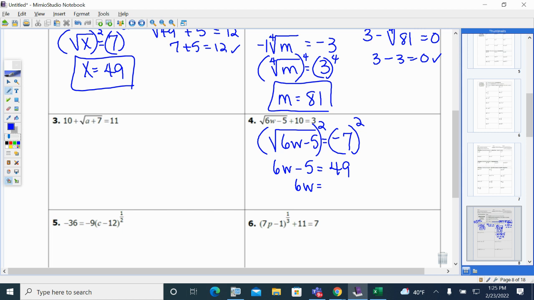49 plus 5 is 54. And then divide by the 6, and we get w equals 9. And then again, we're going to take that back, and we're going to check our answer.